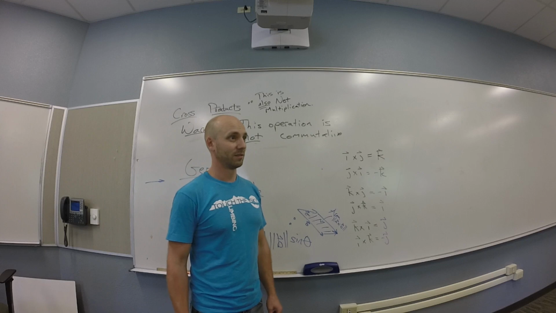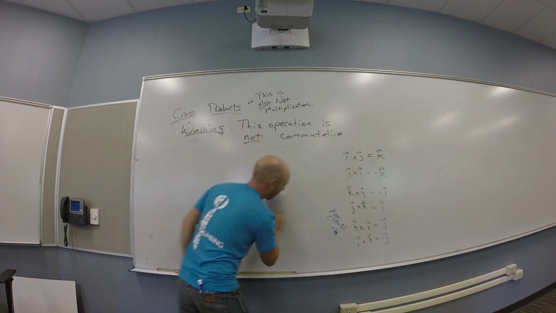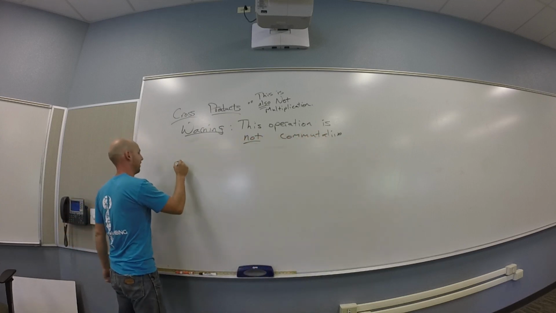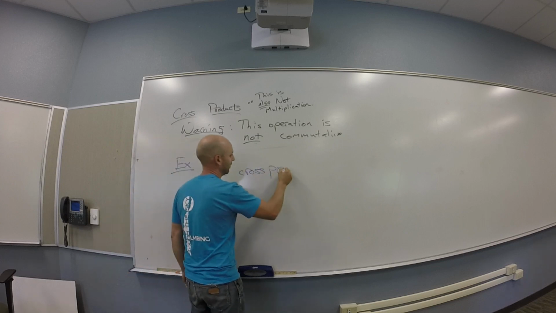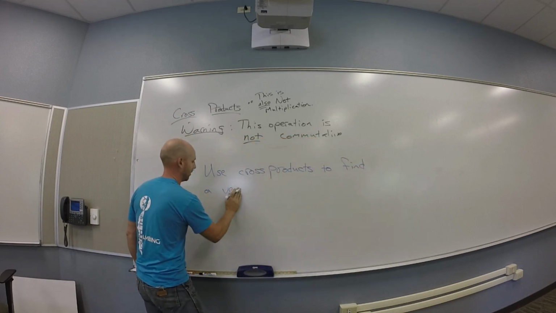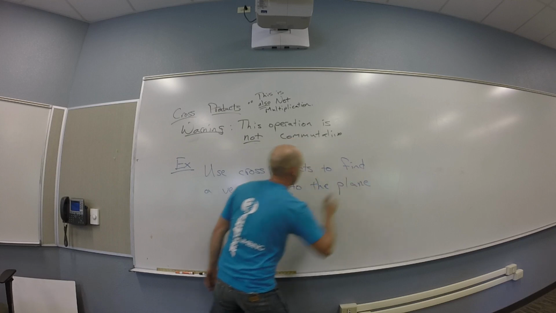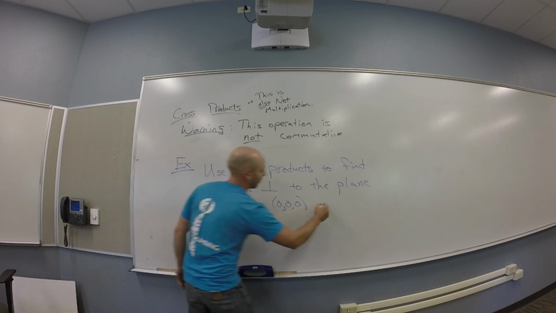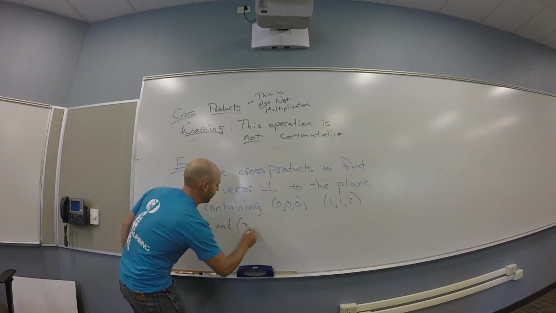Should we use this for something? Okay. Let's learn a thing. We can use this for something. Well, an example. So, use cross products to find a vector perpendicular to the plane containing (0, 0, 0), (1, 1, 2), and (3, 4, 5).